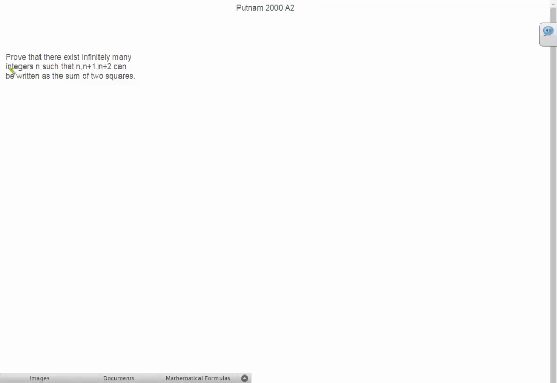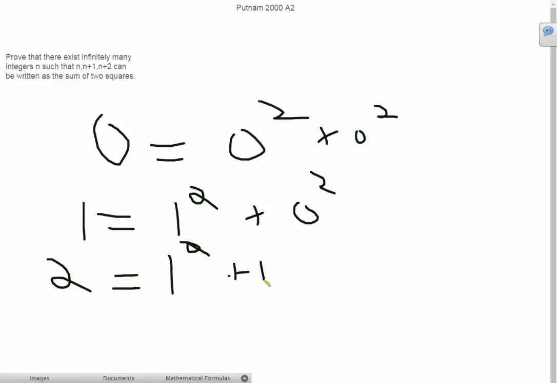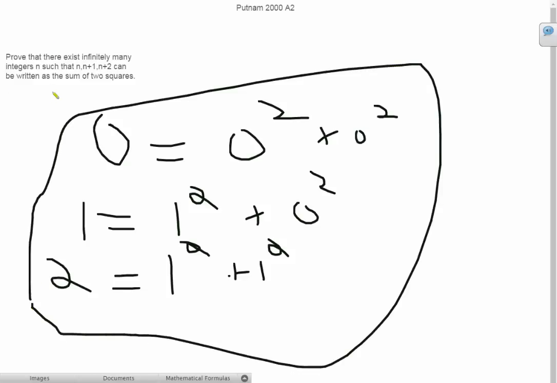So here we go. The question states, prove that there exist infinitely many integers n such that n, n plus 1, n plus 2 can be written as the sum of two squares. So the question is essentially saying that I can write 0 as 0 squared plus 0 squared. I can write 1 as 1 squared plus 0 squared. And I can write 2 as 1 squared plus 1 squared. And it wants us to prove that there's not only one of these triplets, one of these three integers, which can be written as the sum of two squares. There's an infinite number of these triplets.